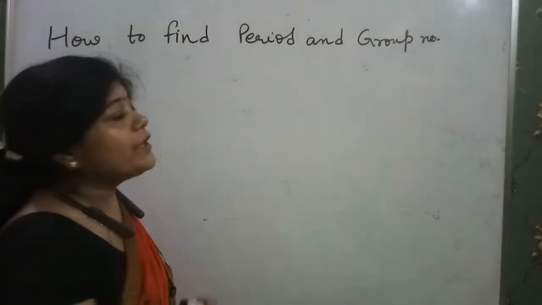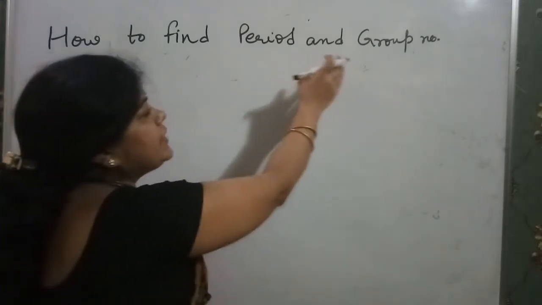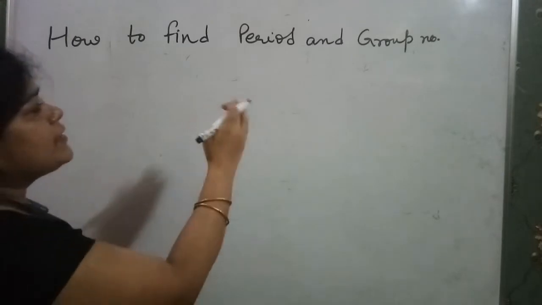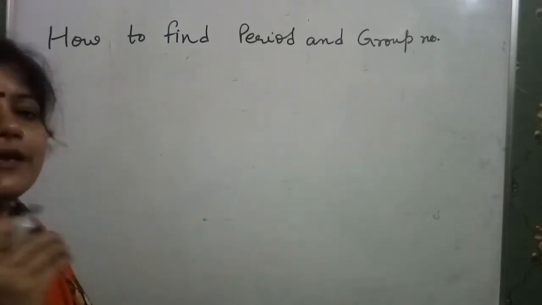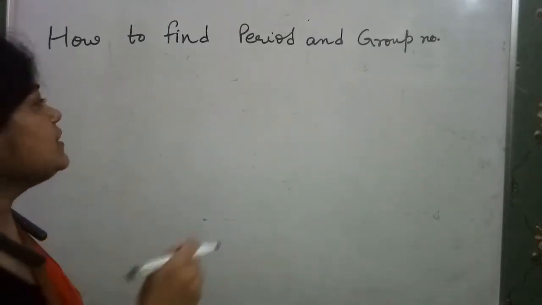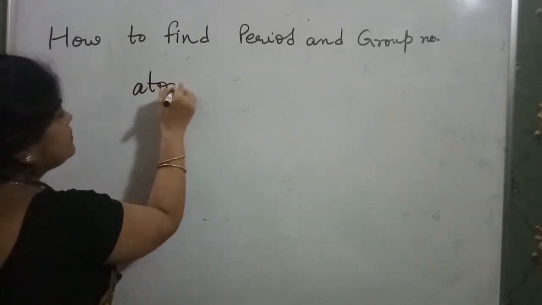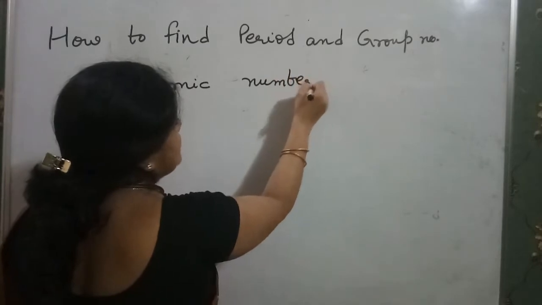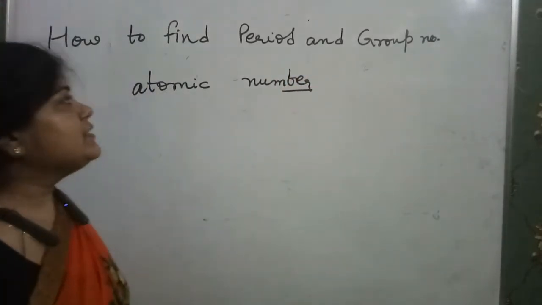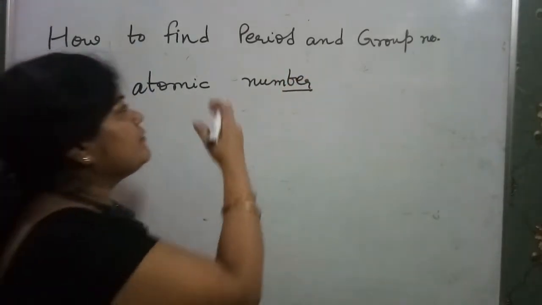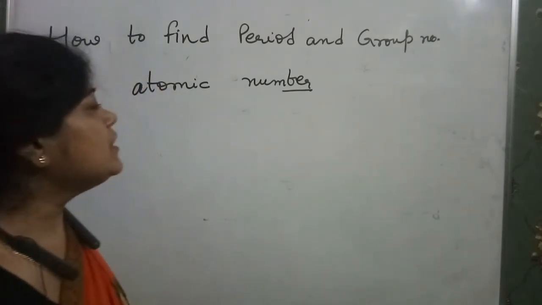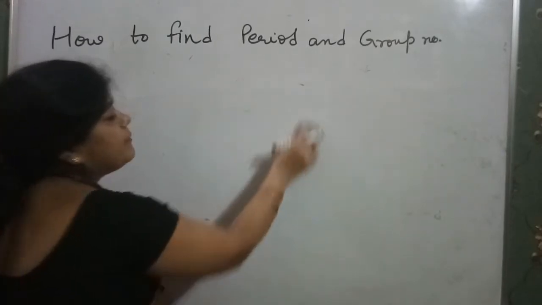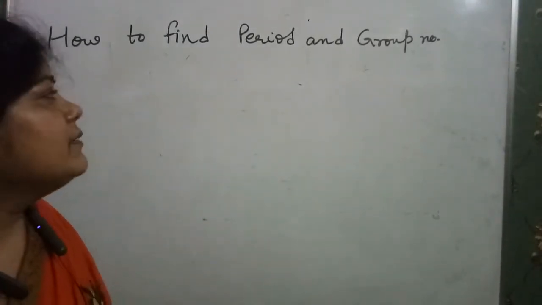From this video I am going to explain how you can find the period and group of any element. Period and group of an element can be calculated using the atomic number, not the atomic mass. We use the atomic number to find which period and which group the element is in, because our periodic table is based on the atomic number.